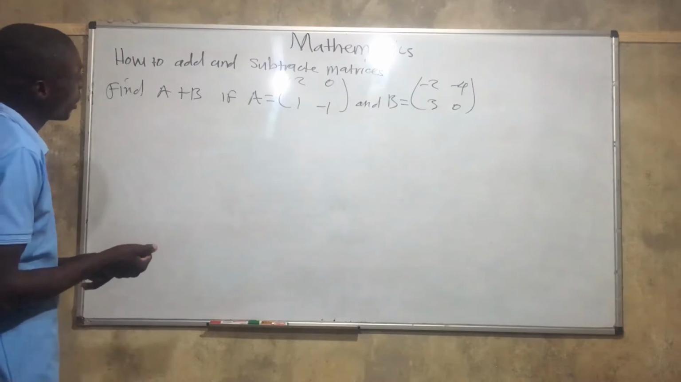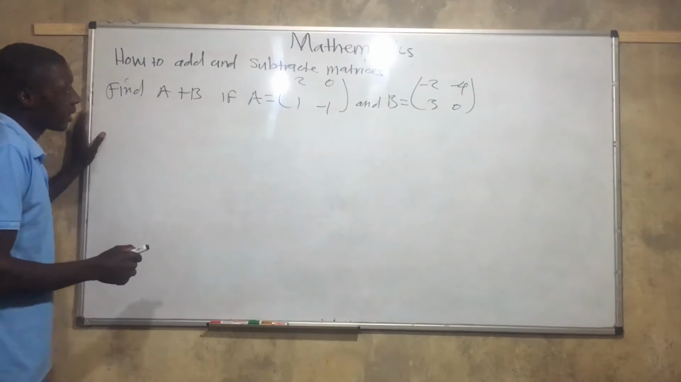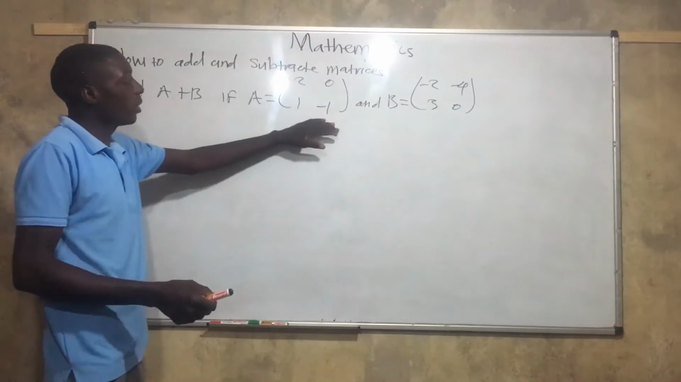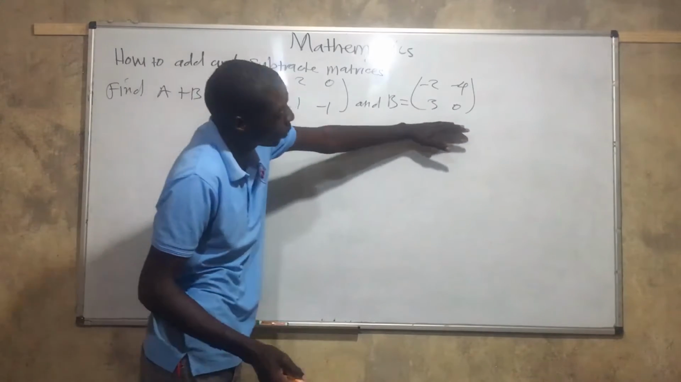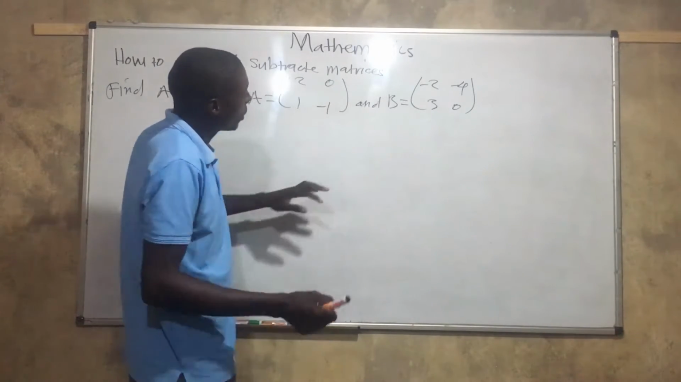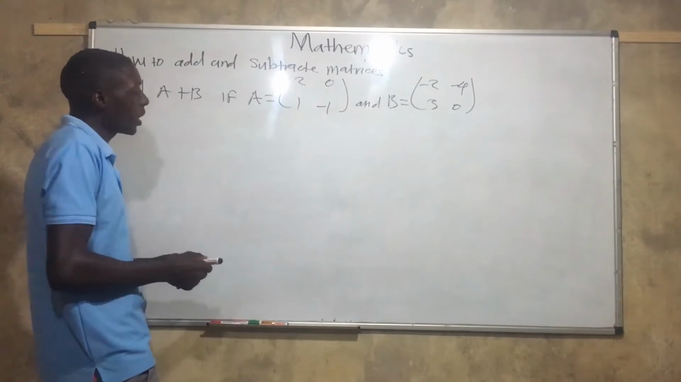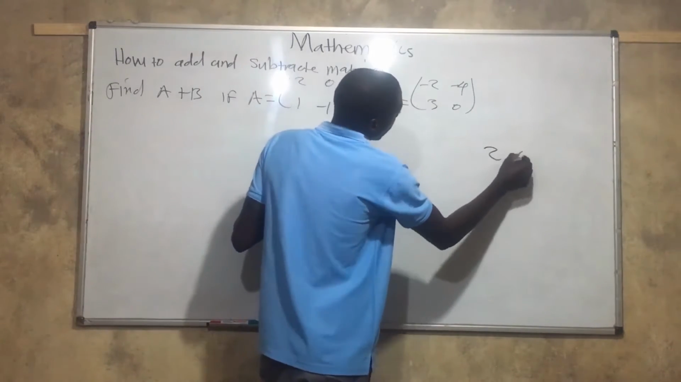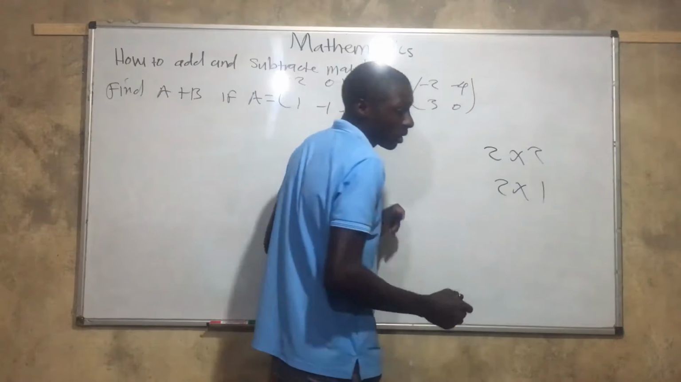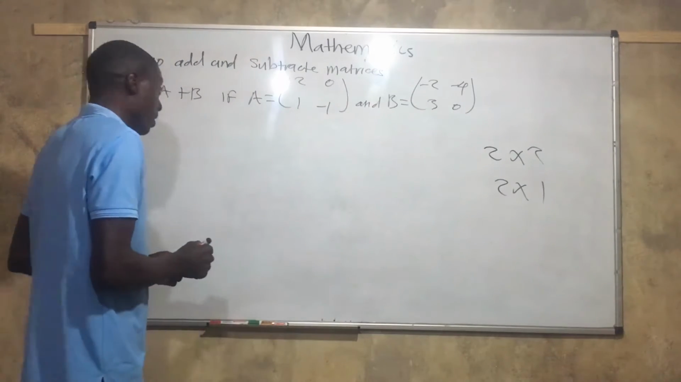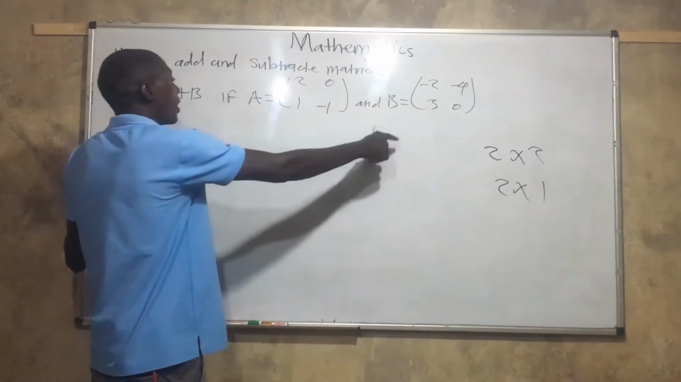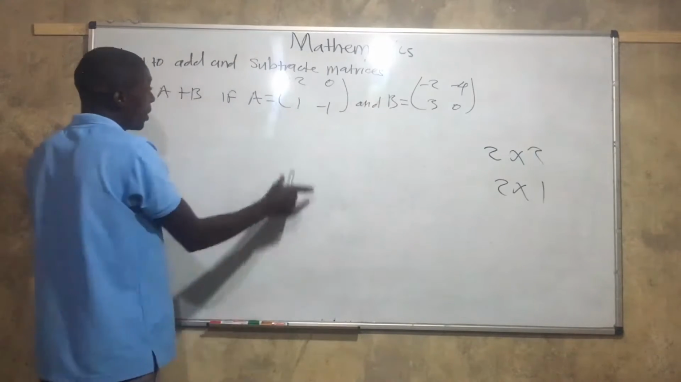And when we are adding matrices, we only add and subtract matrices of the same order. The order that we are talking about, for example, this is a 2 by 2 matrix and this is a 2 by 2 matrix. So these two matrices can be added because they are the same order. But in the case where we have a 2 by 2 matrix and a 2 by 1 matrix, we can't add because the order is different. Now in this case we have matrix A, which is 2 by 2, and matrix B, a 2 by 2. So we can add these two matrices.